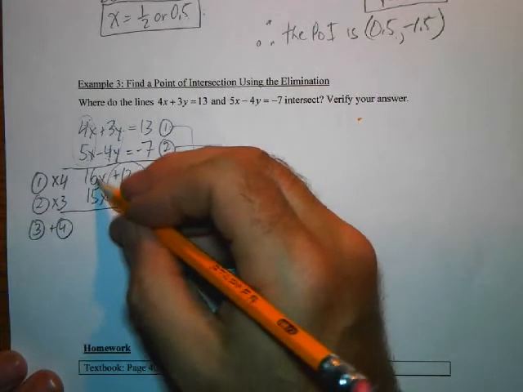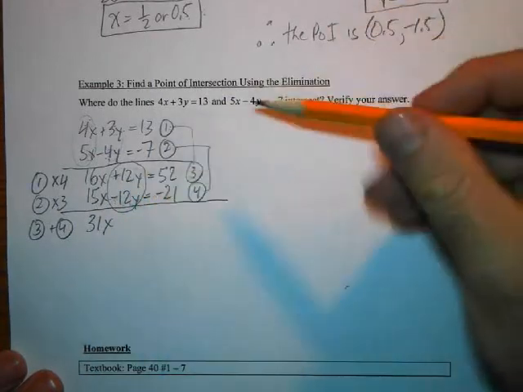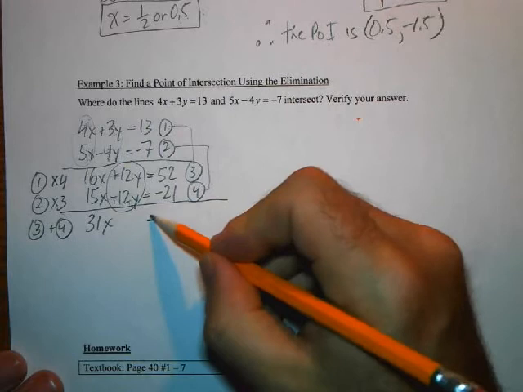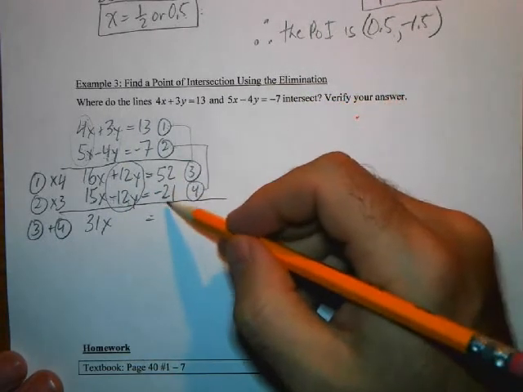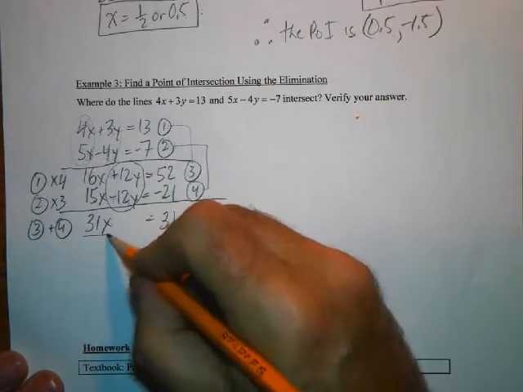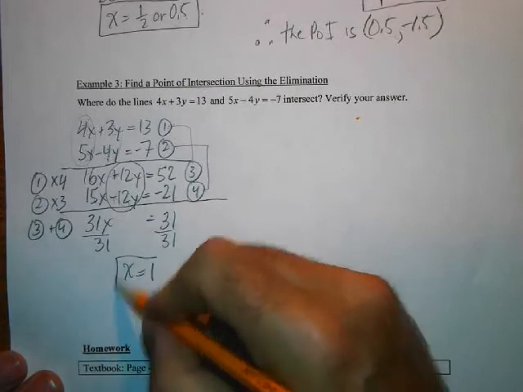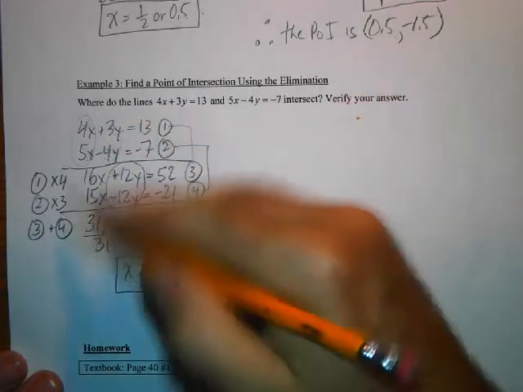So when I add these two, I get 31x. When I add these two, obviously, the whole reason we did it, it eliminates the y. And when I add these two, I get a 31. And that worked out nice because that means x is 1. Okay, so we're done the elimination step.